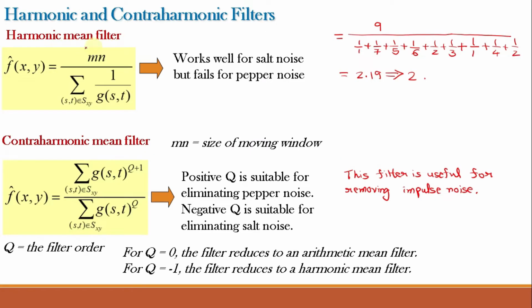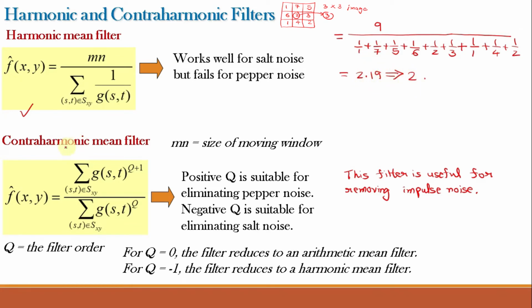The next mean filter is the harmonic mean filter, which is given by this equation. So harmonic mean filter is also used for removing noise like Gaussian noise, and it also works well for the salt noise, but it fails to remove pepper noise or black dots in the image. So for our same image, if we find out the harmonic mean filter, it is mn, that is 3 cross 3, that is 9, upon 1 upon all the values, right? And here you will get 2.19, which can be rounded off to 2.